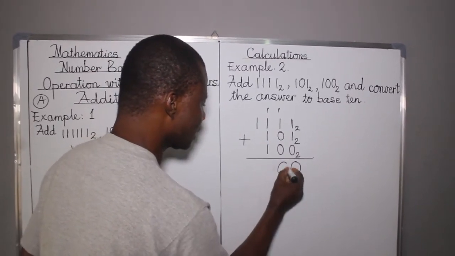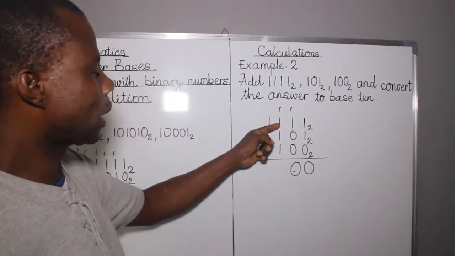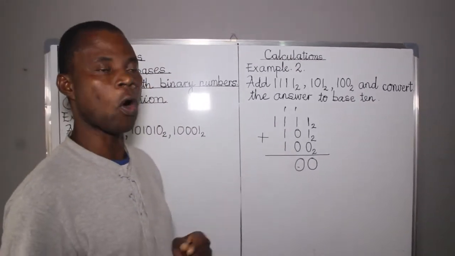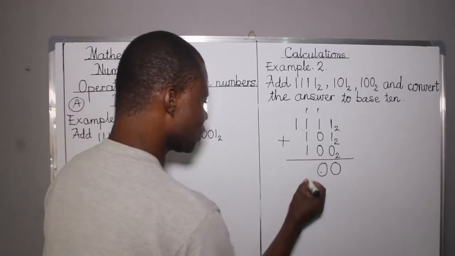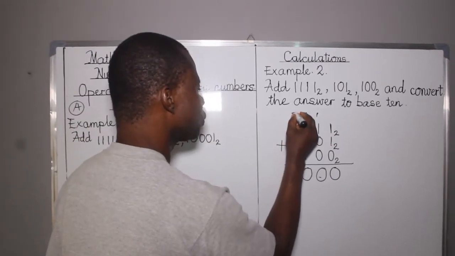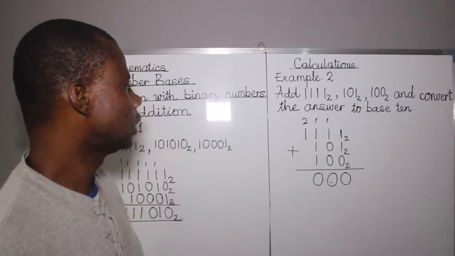We carry 1 to the next digits. 1 plus 1, 2 plus 1, 3 plus 1, 4. In 4, how many 2s do we have? 2. So we write 0 and carry 2 to the next digits.